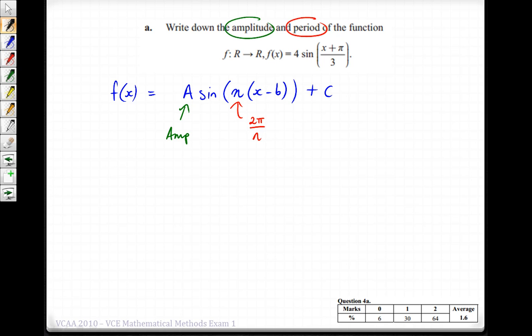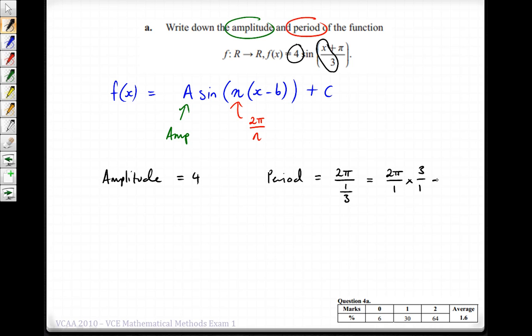So for this function, we can see that 4 is the amplitude, so my amplitude equals 4. My period is equal to 2 pi on n, and in this case, our n value is a third. So hopefully you can see that that's divided through by 3, which is equivalent to 2 pi on 1 times 3 on 1, which is just 6 pi. So that question was reasonably well done by most people. 2 out of every 3 got that question completely correct.